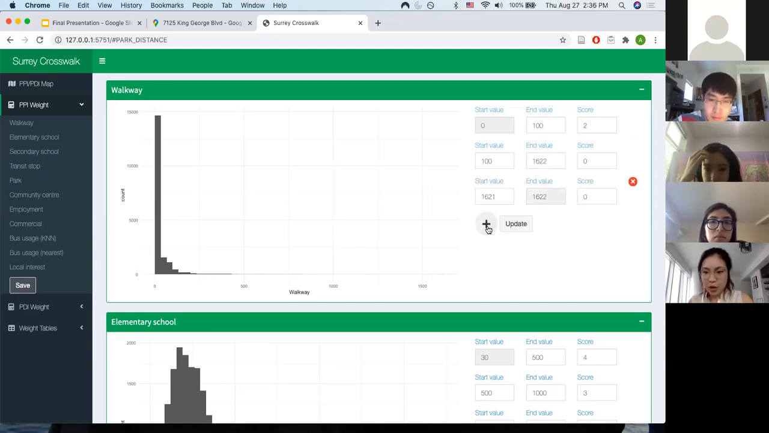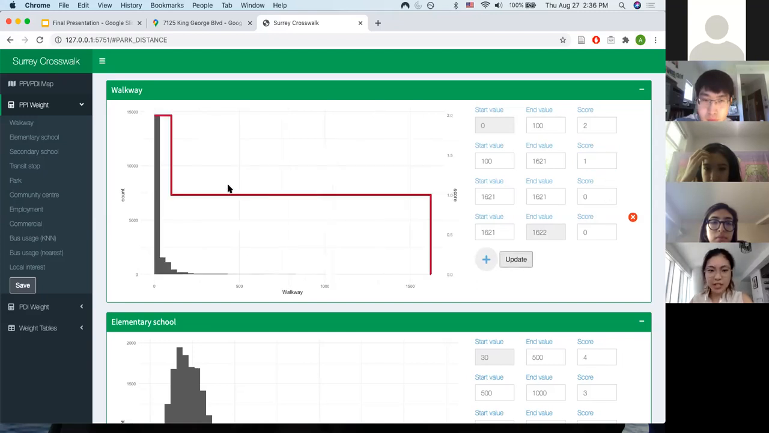You can also add these steps if you want to. You can also change the scores over here. You click update and you will see the scoring scheme in red, just overlaying the data itself. You can also delete the steps if you want to.